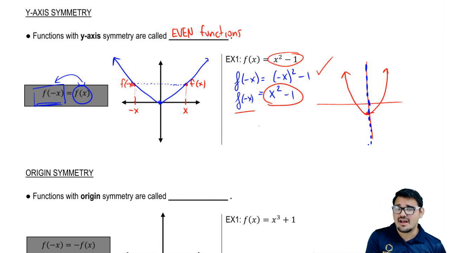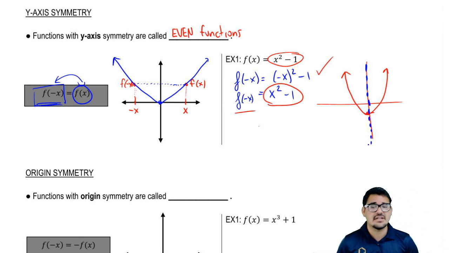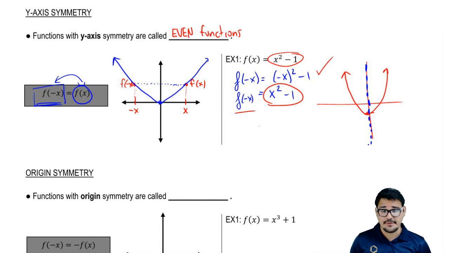But we didn't need this graph. We no longer need graphs to look at symmetry. Now we can just look at the function, apply a little formula in the box, and then check if it has y-axis symmetry or not.